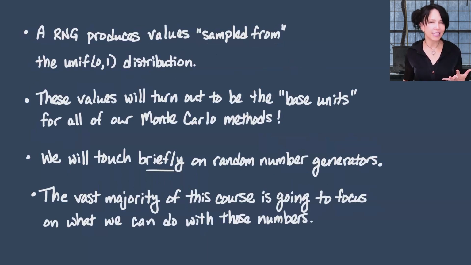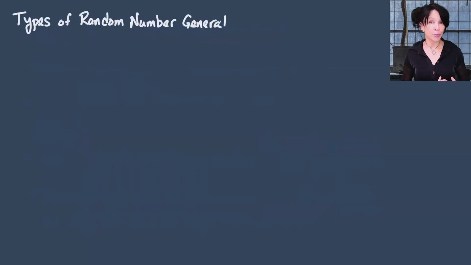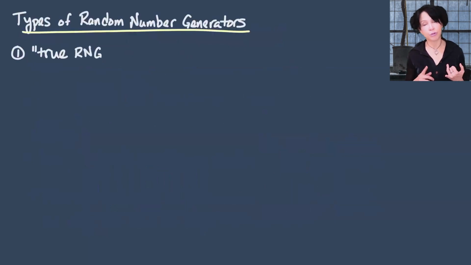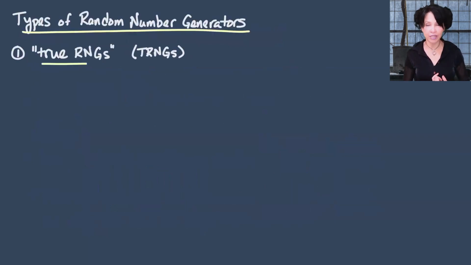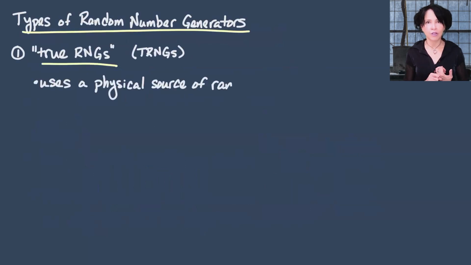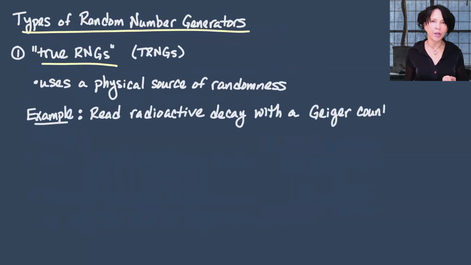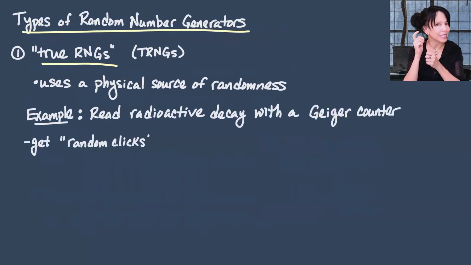There are generally considered 3 types of random number generators out there. Really, it's only 2, as you'll see. The first type is a true random number generator, usually abbreviated with the acronym TRNG. This is where you are using some actual source of physical randomness. For example, you might be measuring radioactive decay with a Geiger counter, and this is giving you random clicks.